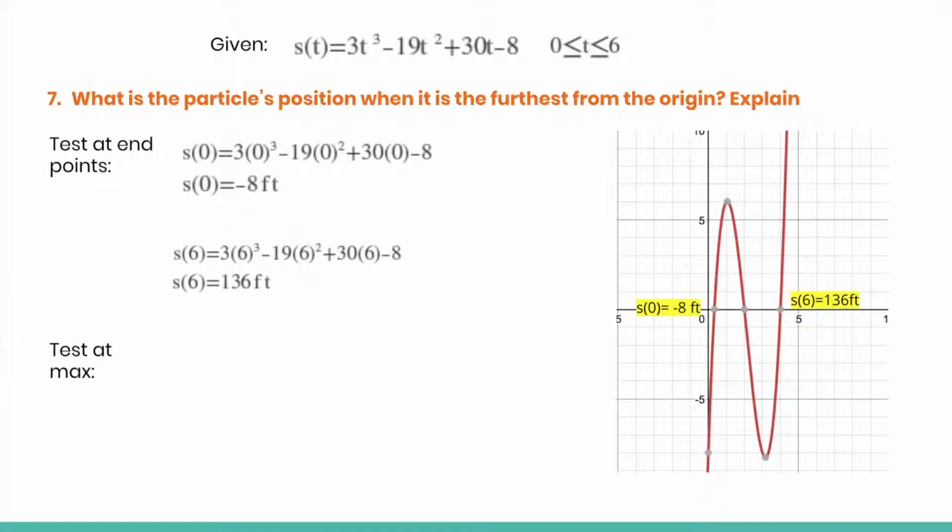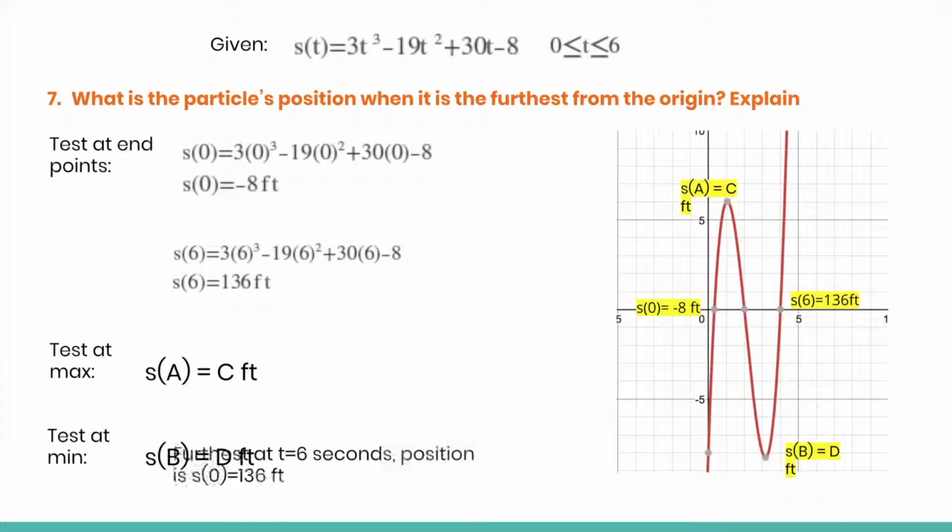So first, when you test the position at the maximum, S of A equals C feet, and you know those values from the previous slide. Then you test at the minimum, and S of B is D feet. So ultimately, the particle is furthest at t equals 6 seconds, when the position is 136 feet.